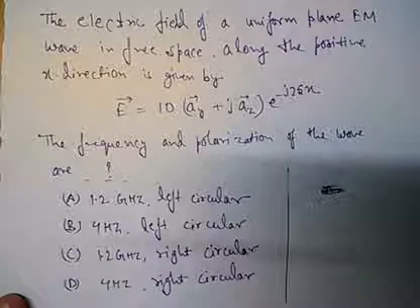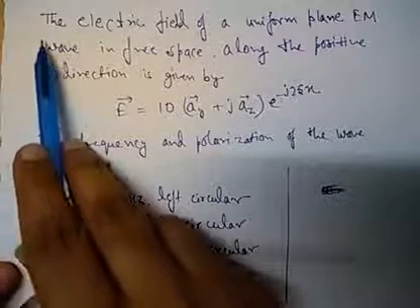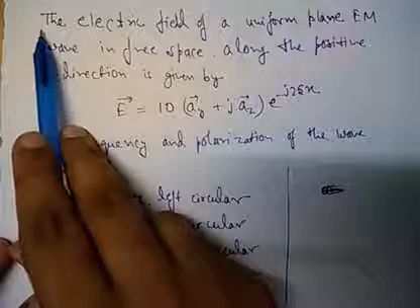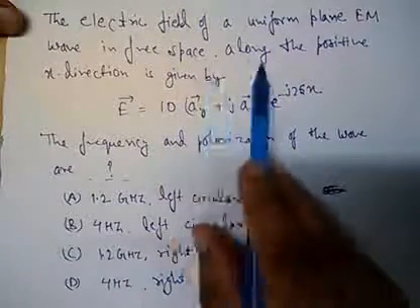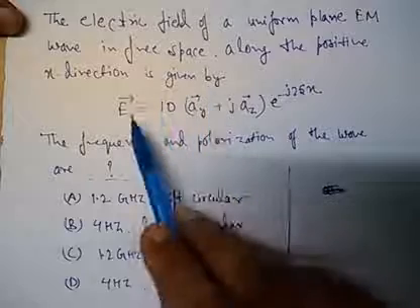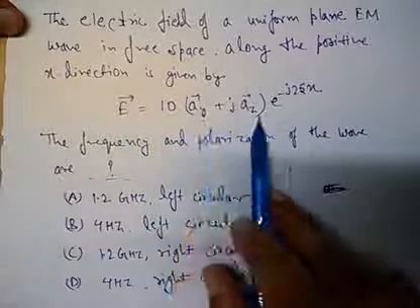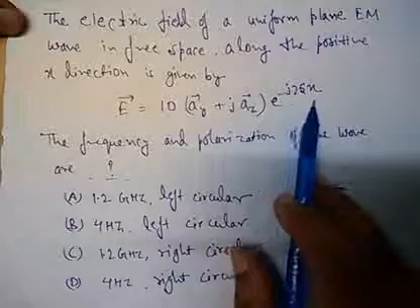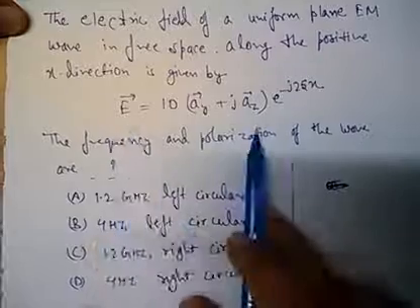So I have taken a problem from the previous year, and the question can be read as: the electric field of a uniform plane EM wave in free space along the positive x direction is given by vector E equals 10 (vector AY plus j vector AZ) exponential minus j25x. Okay, this is the equation of the electric field.